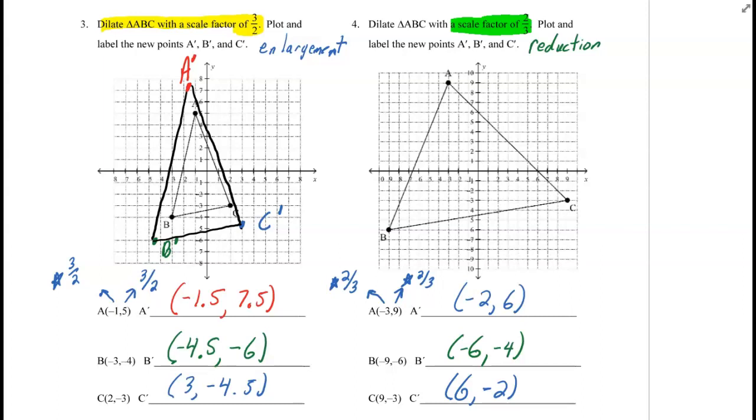So -2, 6. Here's A prime. B prime, -6, -4. Here's B prime. And C prime, 6, -2. There's C prime. And then I'm going to use a straight edge or freehand. So this is a dilation of 2/3. Notice it is a reduction.